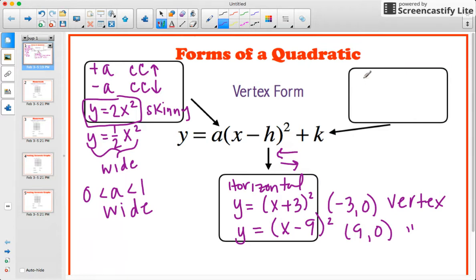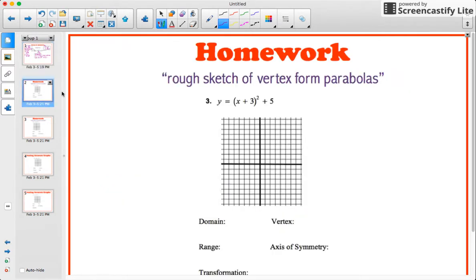We learned that the k value shifts my graph up and down. So if k is positive, it moves it up, and if k is negative, it moves my graph down. So for homework last night, I wanted you to make a rough sketch of these parabolas.